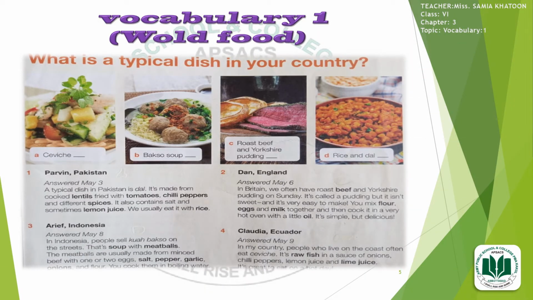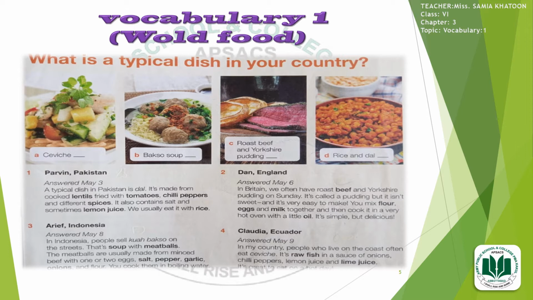Students, this is Vocabulary 1, World Food, and this is taken from your textbook English Ahead 1. Let's read it. And let me tell you, while reading, your task is to note down the words in bold related to food. Okay. What is a typical dish in your country? You can see different pictures here, and 4 paragraphs are written here. You have to read the paragraphs carefully because then you have to match the pictures A to D to the paragraphs 1 to 4. So let's come to the first paragraph, which is written by Parveen from Pakistan.